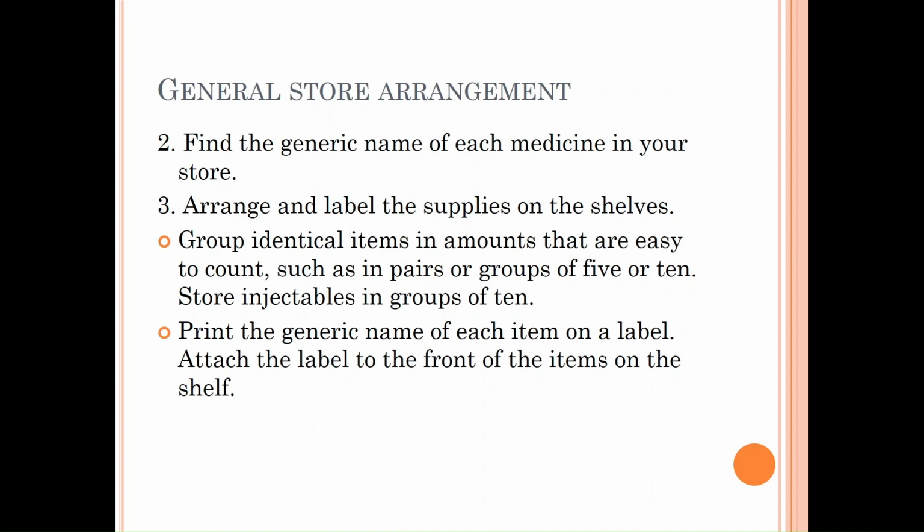So we group identical items in amounts that are easy to count, such as in pairs, or a group of 5 or 10. Store injectables in groups of 10s. Then print the generic name of each item on the label, and attach the label to the front of the items on the shelf.